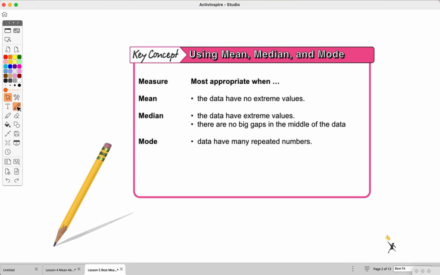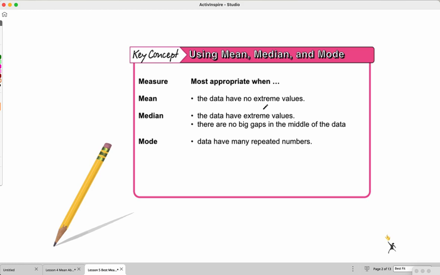If we're going to use the mean, we're going to look for data with no extreme values. Really, what we're looking at is definitely no outliers based on the definition. And we're going to go with the general idea of extreme as a very wide range. We'll use the median when the data has extreme values, but there are no massive gaps in the middle.